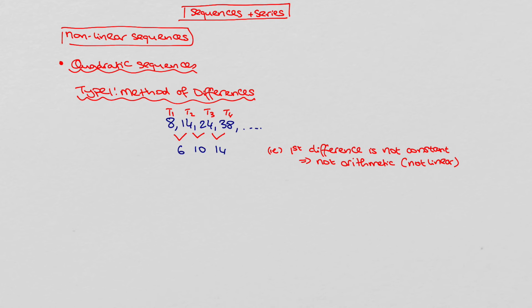However, if we look at the differences between the first differences, what we can see is that if I look at 6 and 10, well, the difference between those is 4. And the difference between 10 and 14 is also 4. So now what we actually see is that the second difference is constant. And because the second difference is constant, we say that this is a quadratic sequence.